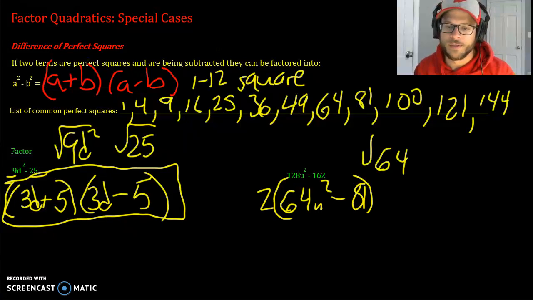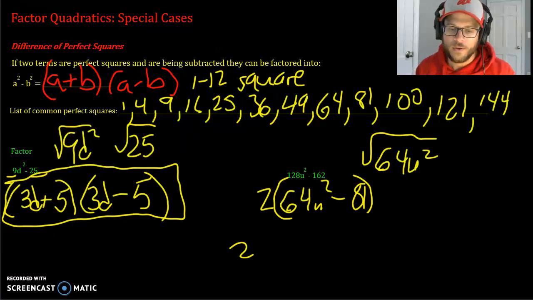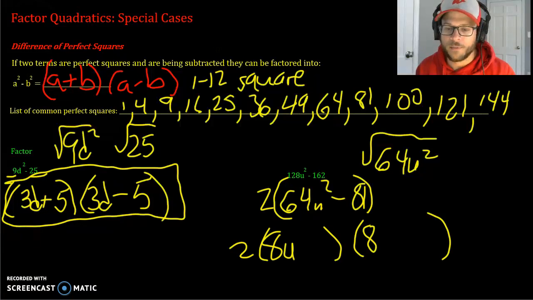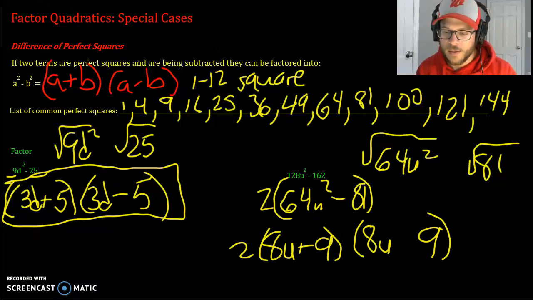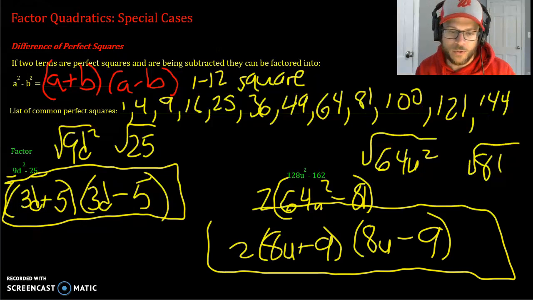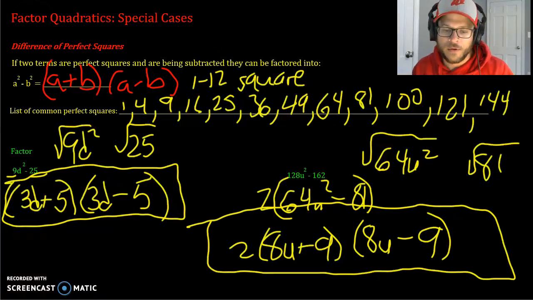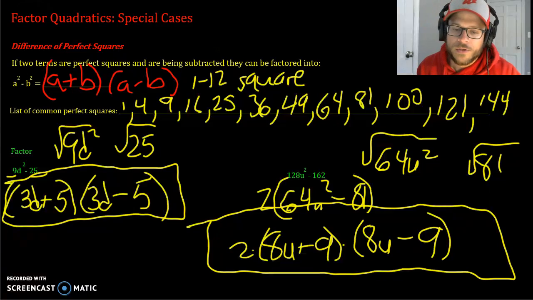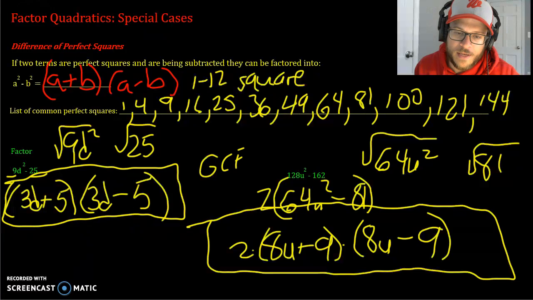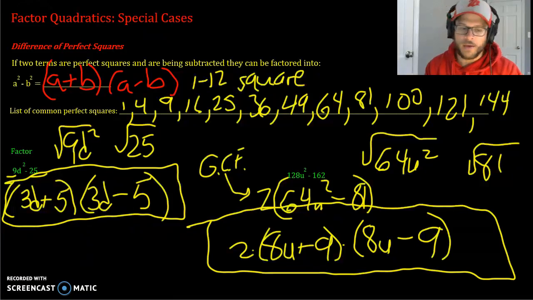So when you take the square root of 64 u squared, you're going to end up with 8u as your first term in each of your binomials. Then the square root of your second term, which is 81, gives you 9. One is plus, one is minus. And that 2 stays out in front of everything, and there are 3 terms that are all being multiplied together. So even though you may not recognize it right away, sometimes you may have to factor out by GCF first, right here with this 2, in order to get your scenario of the special case of the difference of perfect squares.